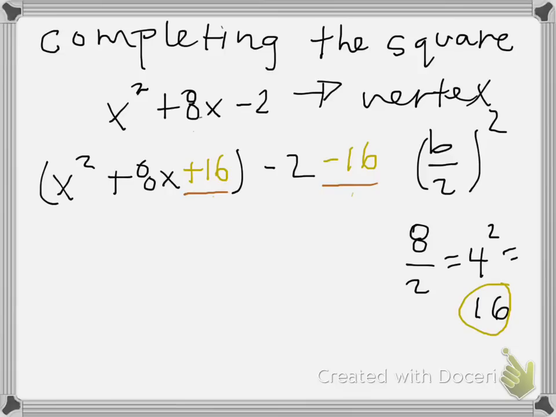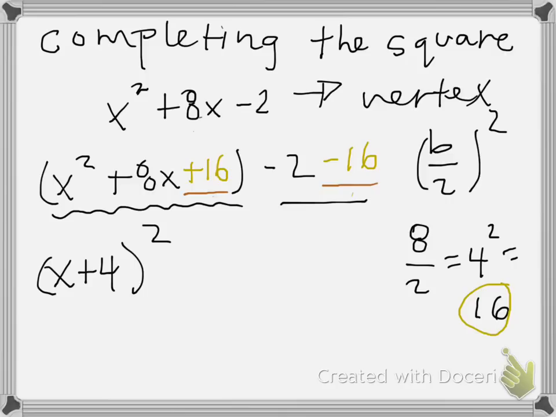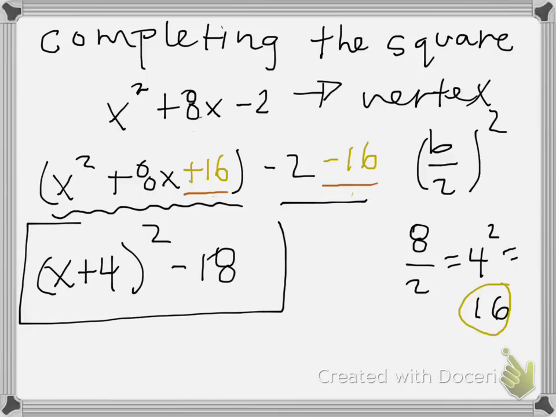So now that we have a perfect square inside of our equation, we can factor it easily, because we know that a perfect square is x plus half of the middle term, squared. Because when we FOIL out x plus 4, we get x squared plus 8x plus 16. And then we just need to simplify the numbers on the outside. Negative 2 minus 16 is negative 18. So, completing the square, your final answer is (x plus 4) squared minus 18.